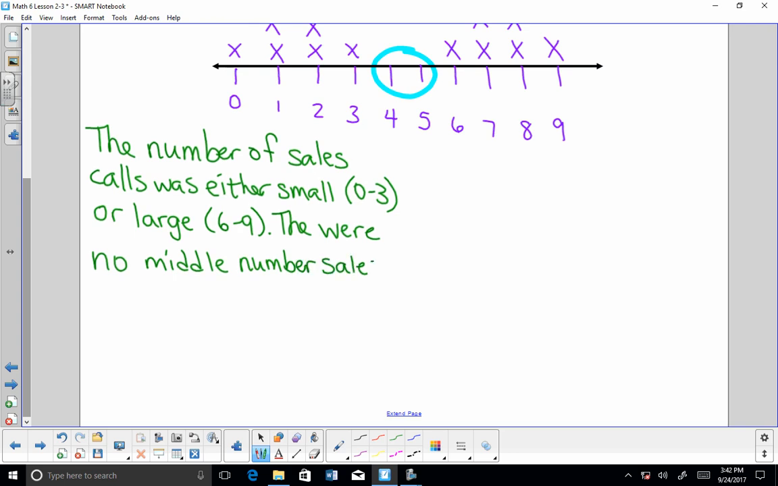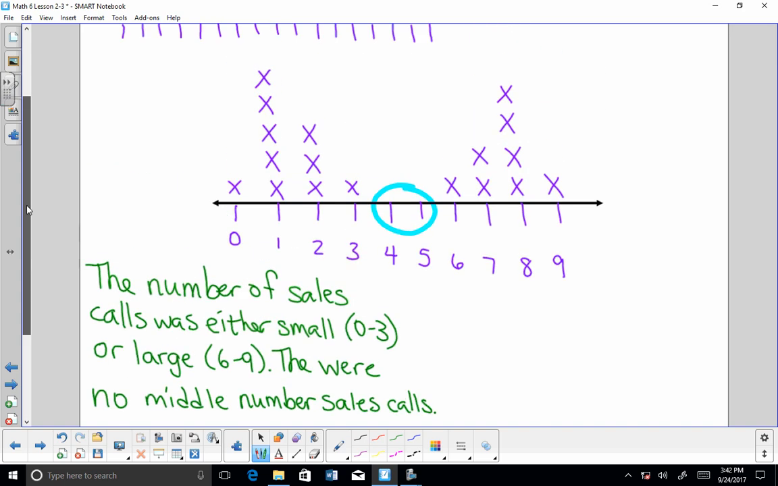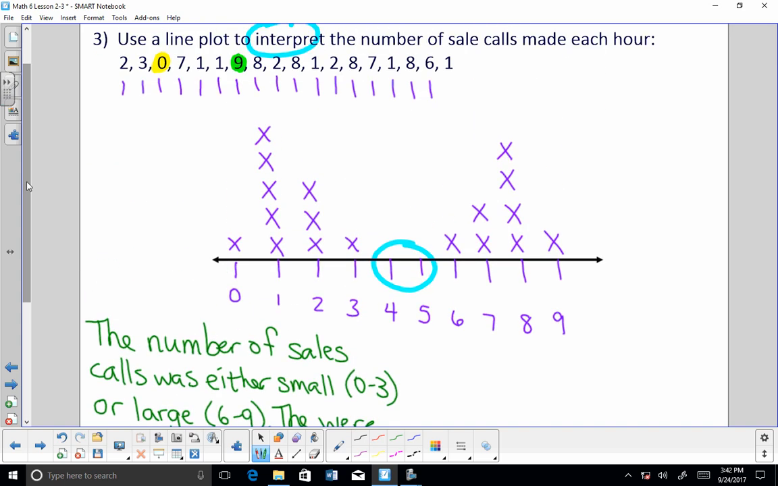Alright, so last thing I should do is I noticed I didn't put a title on my line plot, so I need to make a title, and this was the number of sales calls. So always title number of sales calls. So this is making frequency tables and line plots.